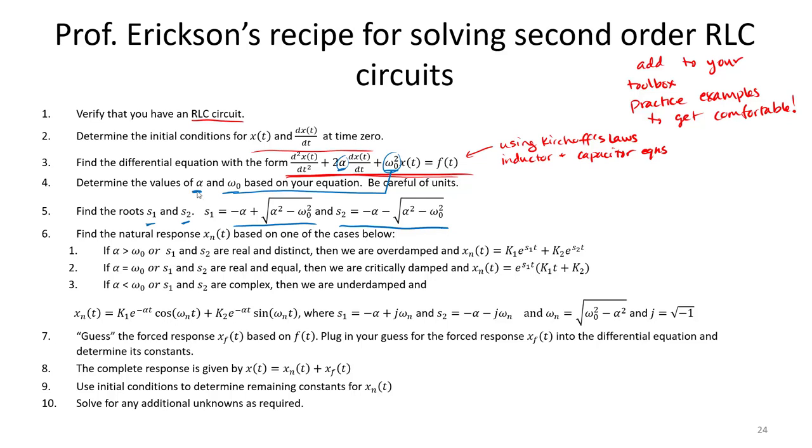Once you have determined alpha, omega naught, and our roots, you can find our natural response. The natural response depends on the relative values of alpha and omega naught. If our alpha value is larger, then we get that overdamped behavior, and we get this form of our natural response. If we're critically damped, notice that our natural response will be different, and that comes from the fact that alpha and omega naught are equal for critically damped. Finally, if alpha is less than omega naught, then we get the underdamped behavior, and our natural response will have some imaginary terms in it. Here you would need to calculate this omega sub n and use j as the square root of -1.